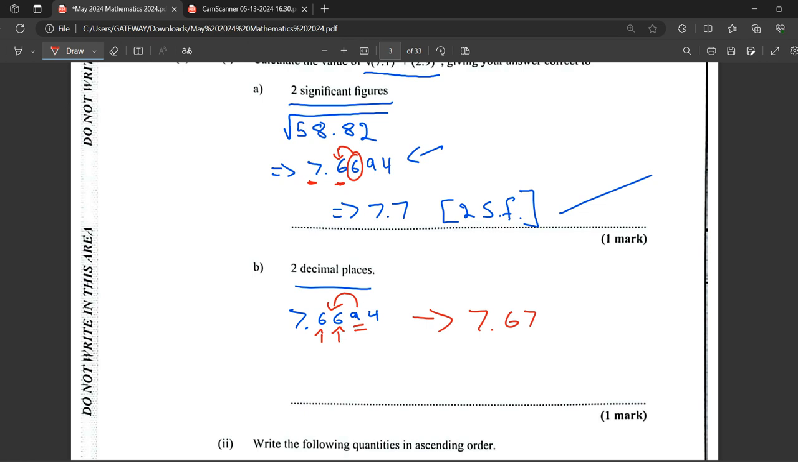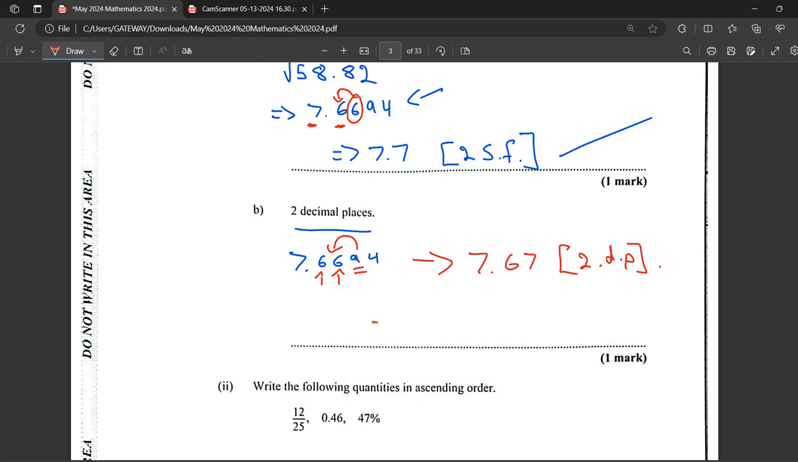7.67, right? And this is the two decimal places, 2 dp. Decimal points, decimal places, same thing, right? So that is our final answer, 7.67. That's an easy 2 marks right there to scrape from this exam, right?